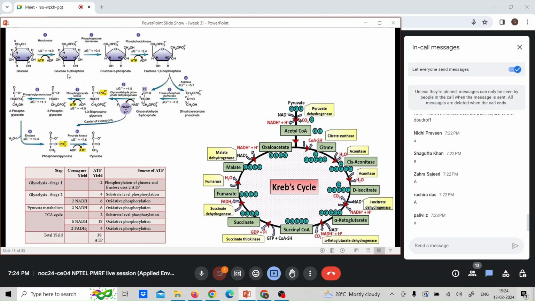And then after that, this glucose 6-phosphate, we know glucose and fructose are isomers. So using the isomerase enzyme, the isomers are generated. And again, after that, there is one more phosphorylation, that is on the first position. So now it becomes fructose 1,6-bisphosphate. From this fructose 1,6-bisphosphate, we can get glyceraldehyde 3-phosphate and dihydroxyacetone phosphate. But the glycolysis that we study here further moves on with glyceraldehyde 3-phosphate only.